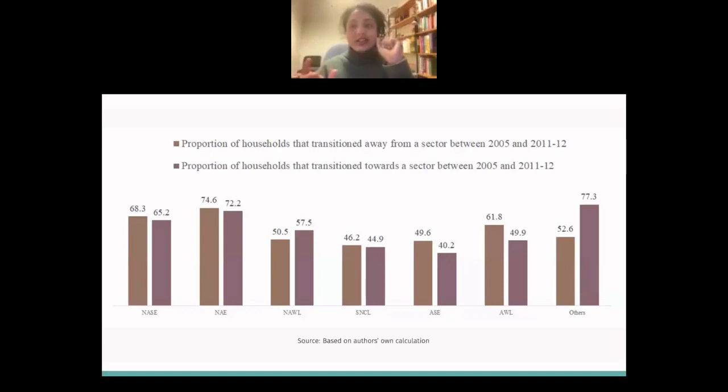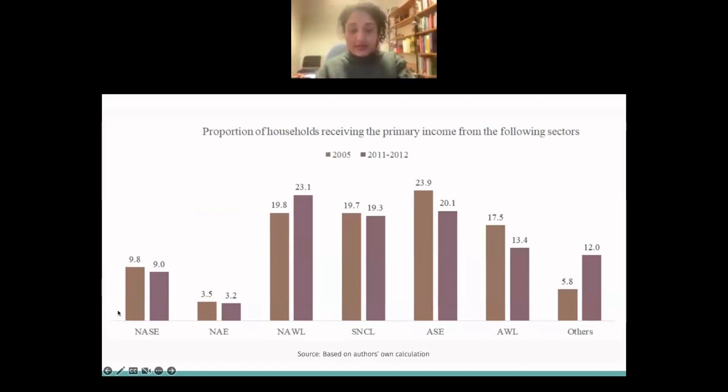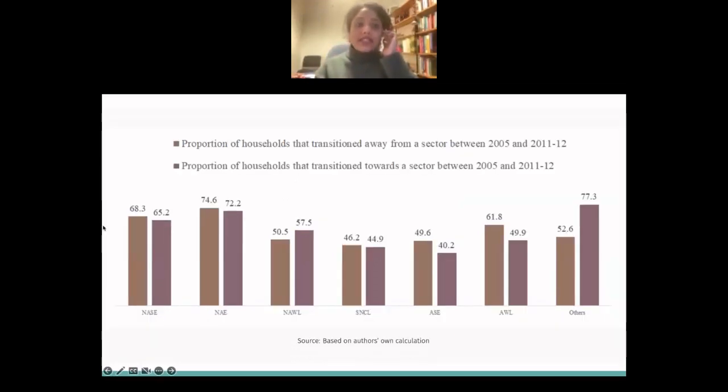Let's now look at, for each sector, what proportion of households transition towards another sector in between this period. This was the first graph: the proportion of households deriving their primary income from non-agricultural self-employed remained at about 9 to 10% between 2005 and 2011-12. Now you look at the other graph. About 68% of households from non-agricultural self-employed actually transition towards another sector for their primary income. But this was replaced by other households transitioning from all other sectors into non-agricultural self-employed.